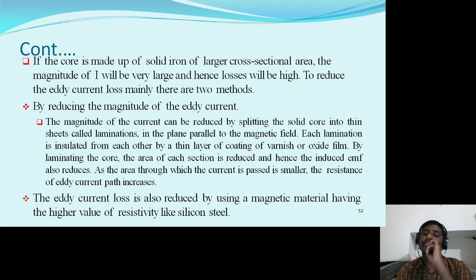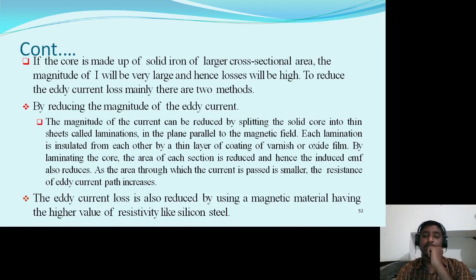Simply you are splitting the solid core into thin sheets. One bigger part you are cutting into smaller pieces, and for those pieces you are providing laminations, some jointing mechanism. By providing laminations, you are increasing the resistance of that material. So obviously the current will be reduced. So in this way we can reduce the eddy current losses.